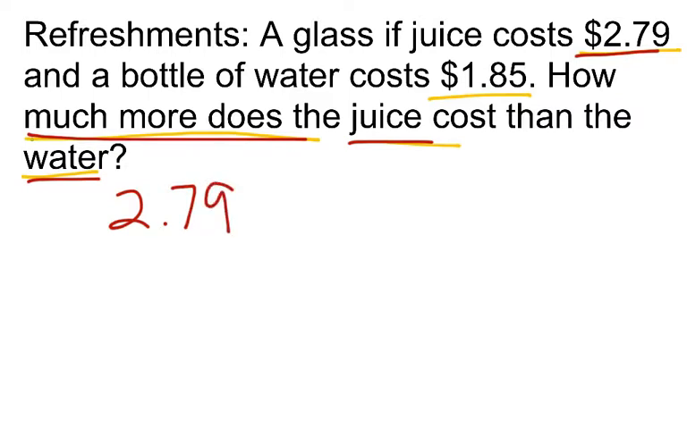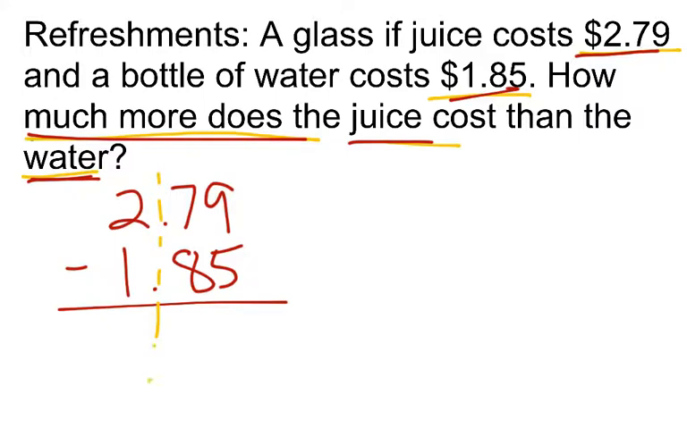79 cents. And then the water is going to come second, which is $1.85. So in this problem, again, I have to make sure my decimals are aligned. I'm going to bring down my decimal and write it really big for you. And then I'm going to subtract. So now I have to do some borrowing at some points in this problem.